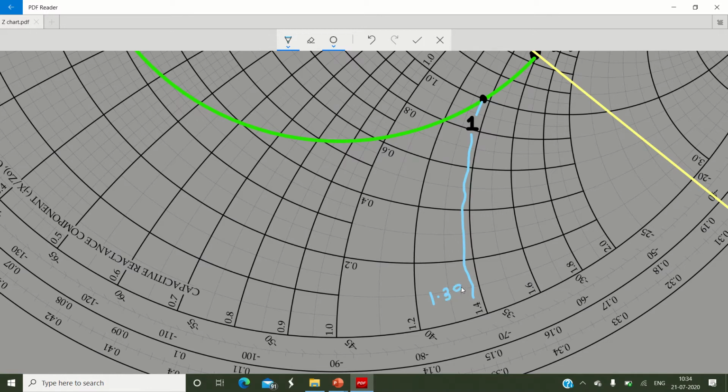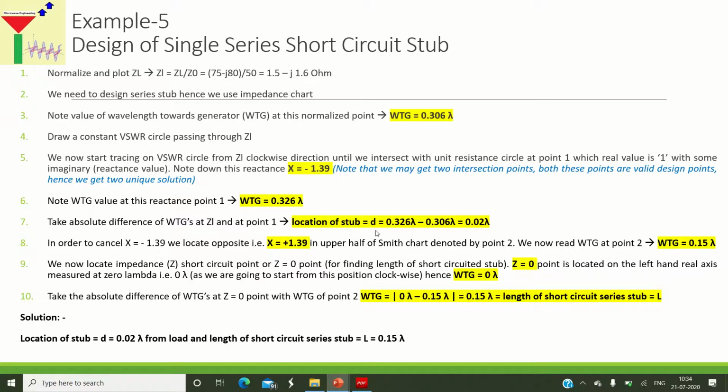Okay, so what is this value representing? This value is representing the reactance at point number 1, right? And as this reactance is located in the lower half, it is treated as minus 1.39. So the reactance value X is written over here. So what value have we got? We have got minus 1.39.